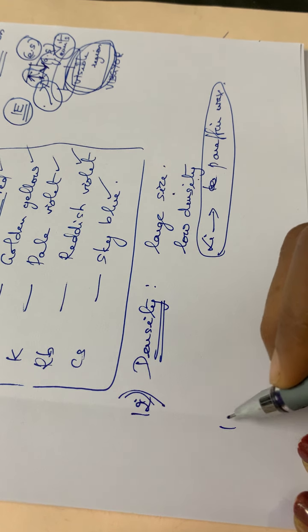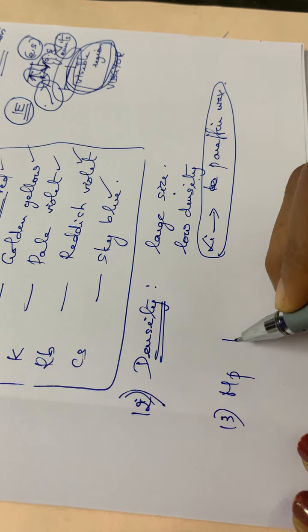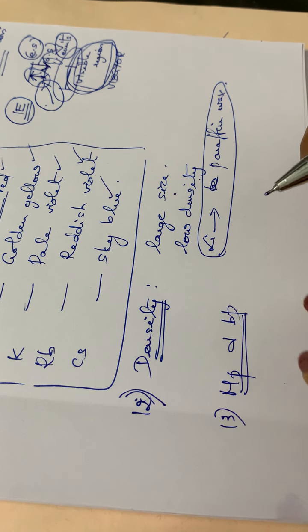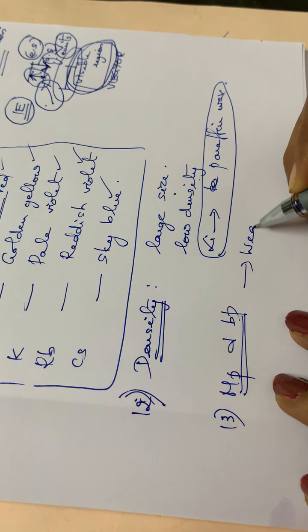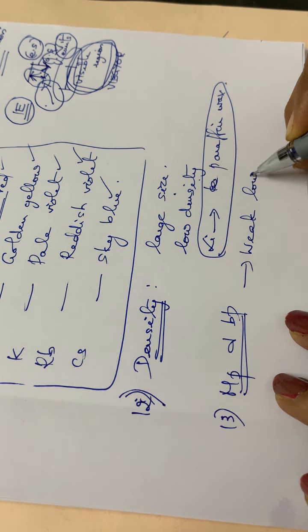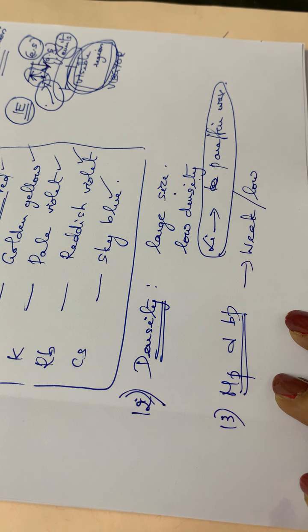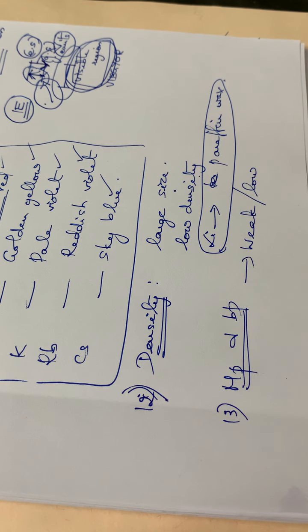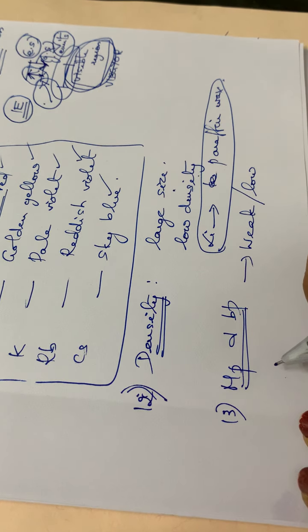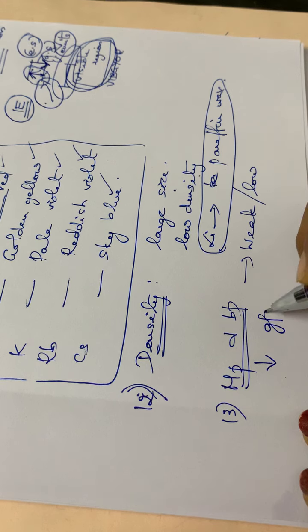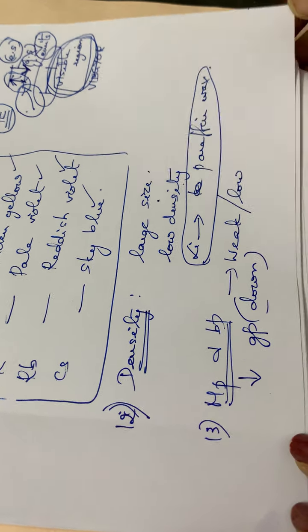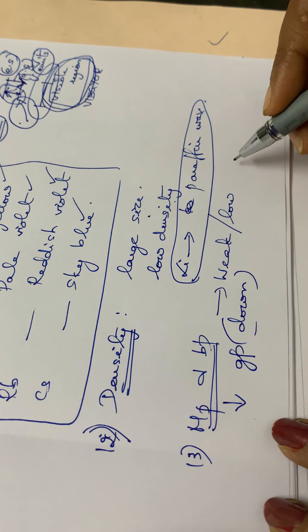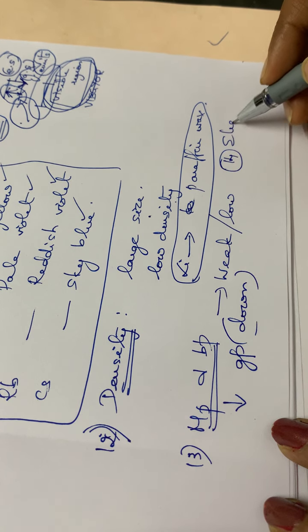Then the next property, that is the melting and boiling points. See, these melting and boiling points are also very low. These alkali metals have very low melting and boiling points since they have a single valence electron, and also the melting and boiling point decreases down the group. That is one point. Then the 14th point, that is the electronegativity.